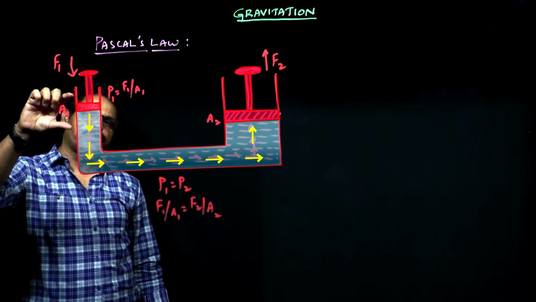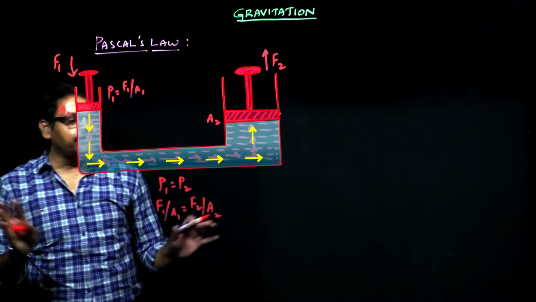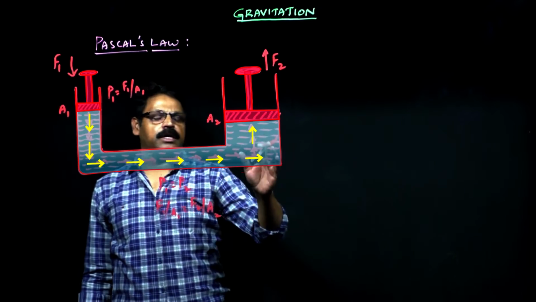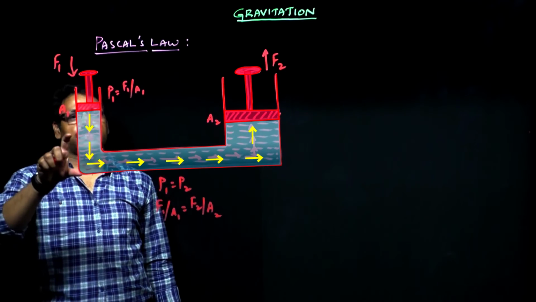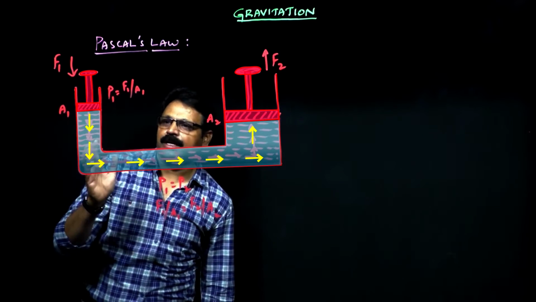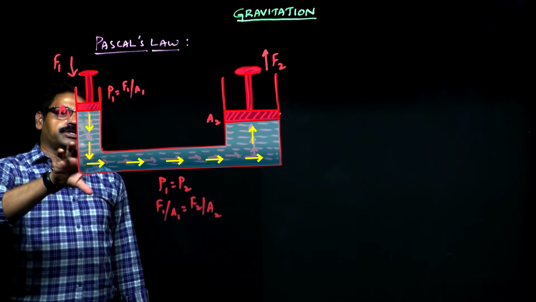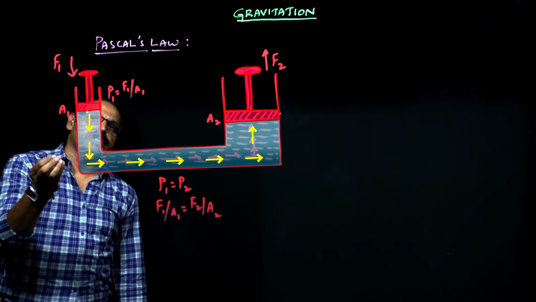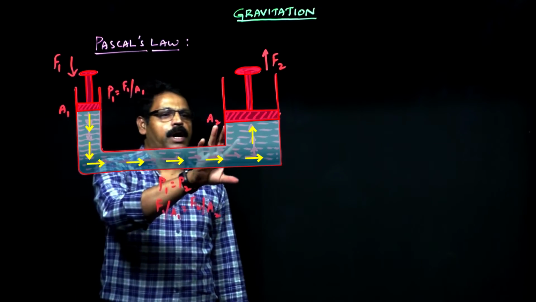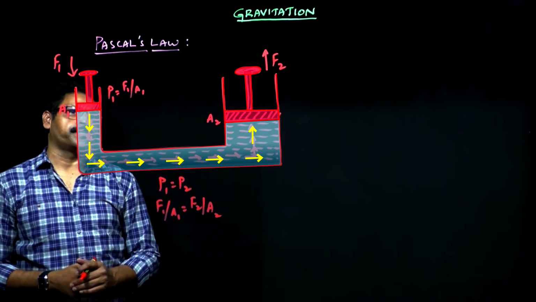So whatever pressure is applied here is transmitted to the other end without diminishing. That means the pressure is transmitted from one end to the other end undiminished. This is what is called Pascal's law. And two things you need to remember here. One thing is fluid exerts pressure in all directions, and whenever pressure is exerted on the fluid, it will be transmitted through all the parts without diminishing. These are the two points you need to remember.